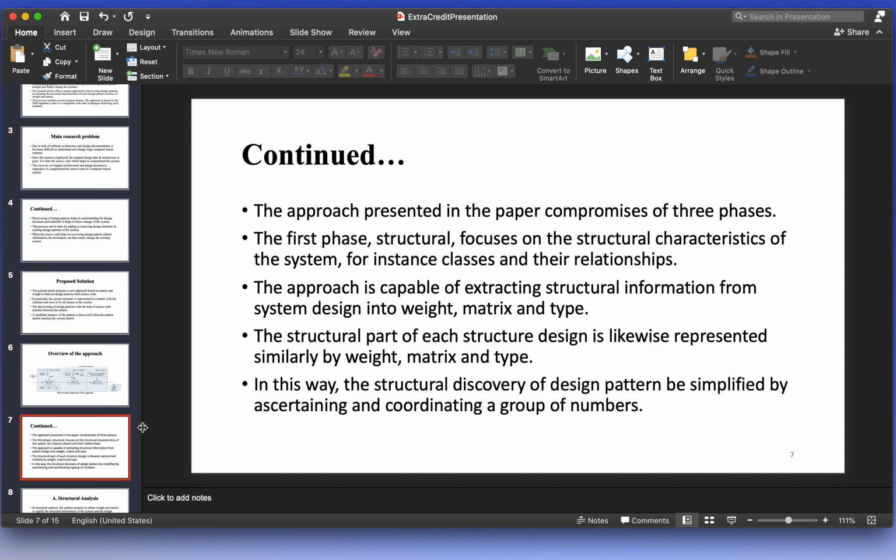The approach introduced by the authors is capable of abstracting structural information from system design into weight, metrics, and type. The structural part of each design pattern is likewise represented similarly by weight, metrics, and type. In this way, the structural discovery of design pattern can be simplified by ascertaining and coordinating a group of numbers rather than mathematical components. The three analyses, namely structural, behavior, and semantic, are automated in the DPMiner tool so that the user only generates the XMI input from existing tools.